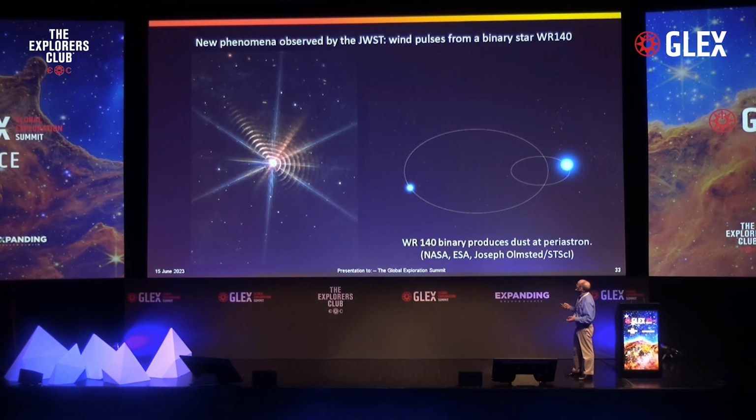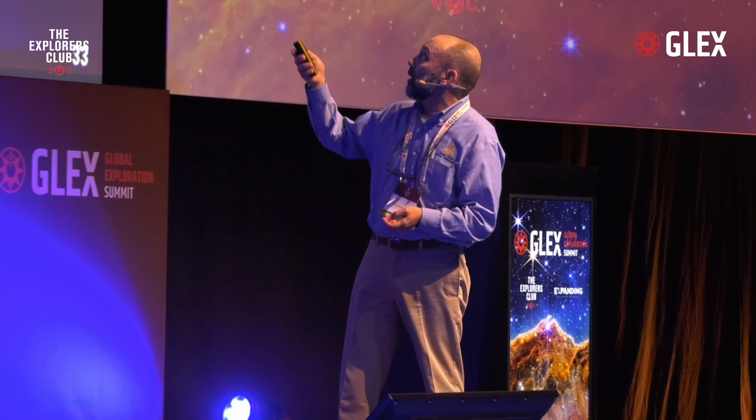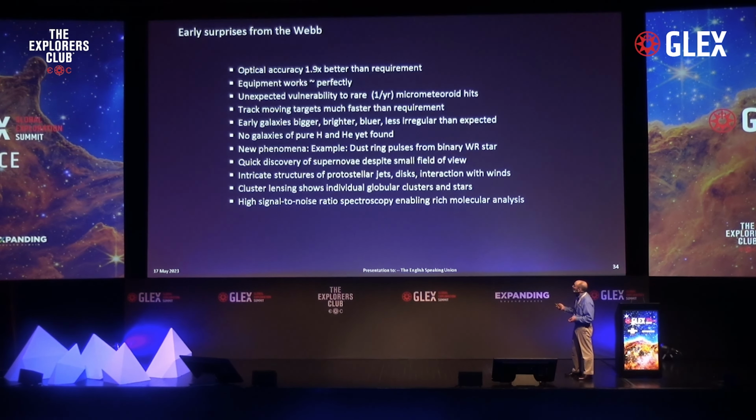We see new phenomena with the Webb that we've never seen before. Episodic dust formation from this binary late type star, producing this remarkable pattern of dust bands. We've never seen anything like that before, and this is a Webb result.